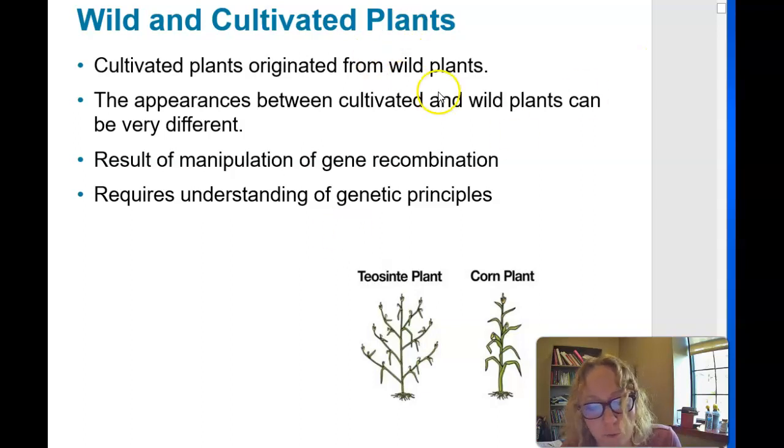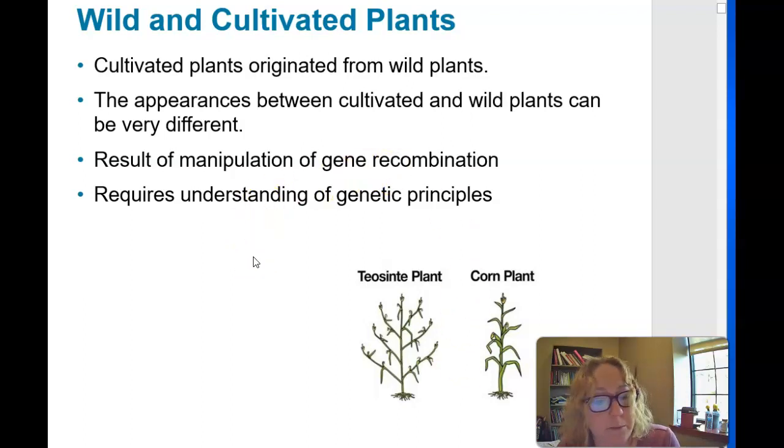Cultivated plants originated from wild plants. For example, this is what a corn plant looked like. This is what a corn plant looks like now. We didn't do this with genetic engineering, just over time we picked the best corn, the biggest corn, the sweetest corn, and we went from this to this. This was just selective breeding. We saved the seeds of the best ones from year to year.